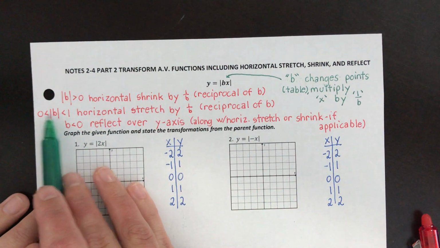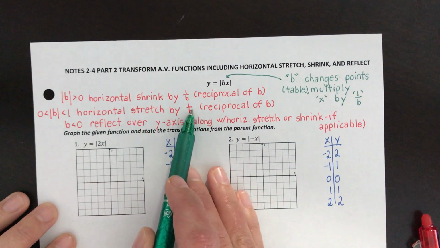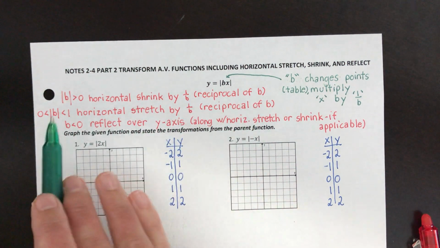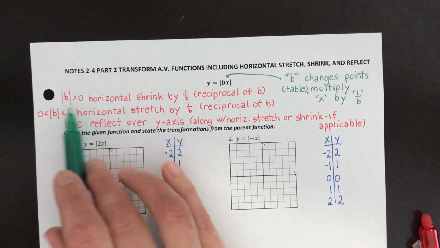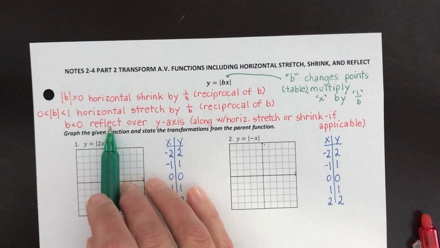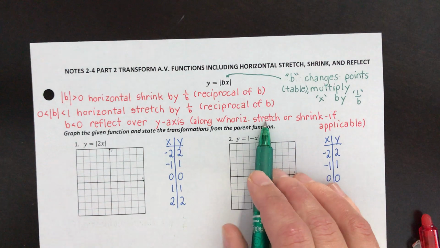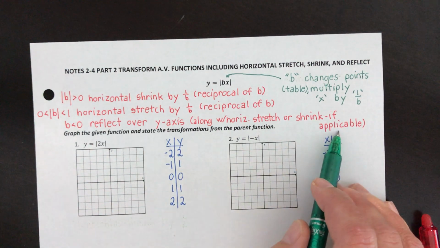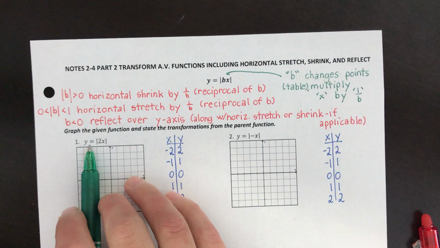Okay, if that value lies between 0 and 1, then that'll be your horizontal stretch by 1 over B, or the reciprocal of B. And then if that value, and of course here you're not taking the absolute value of that value, you're just leaving it alone, if that value is less than 0, then that'll be your reflect over the y-axis along with any horizontal stretch, shrink, or reflect if applicable, okay? So now let's get to our examples.